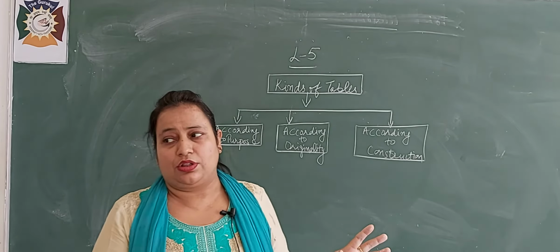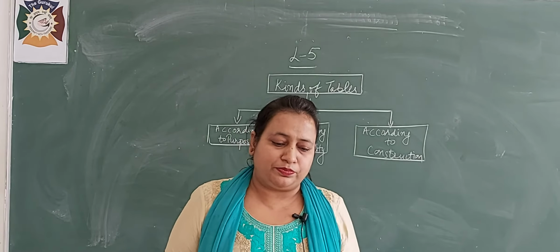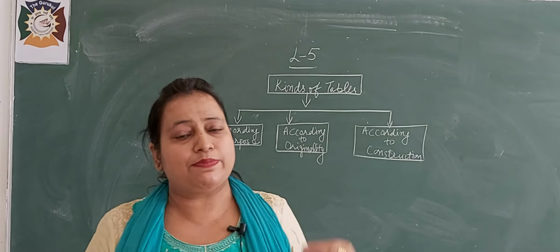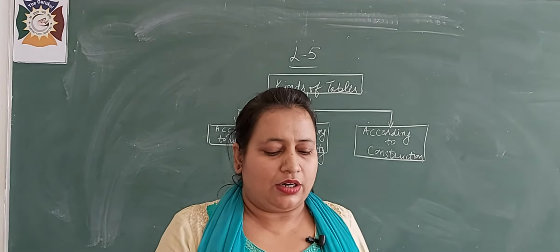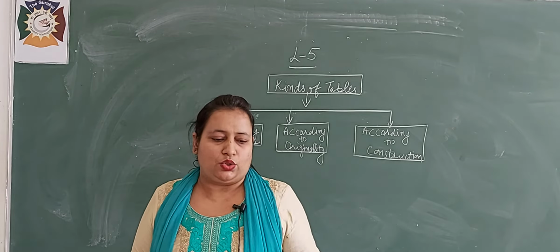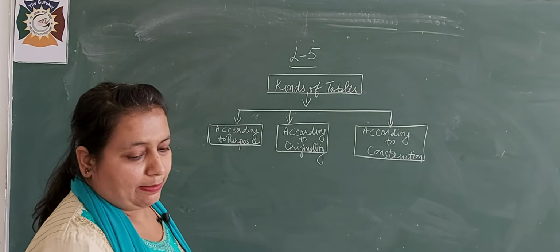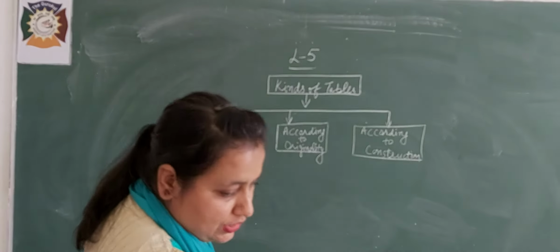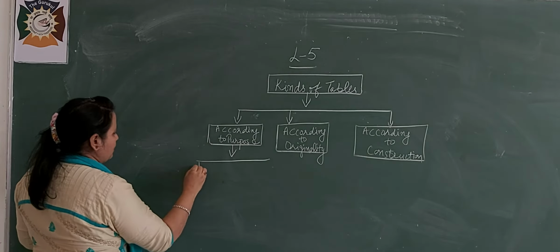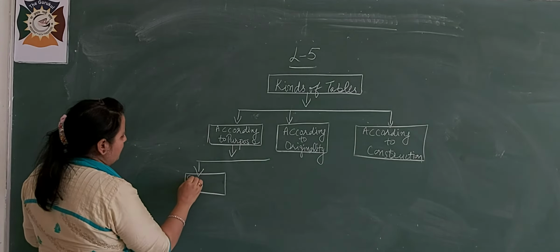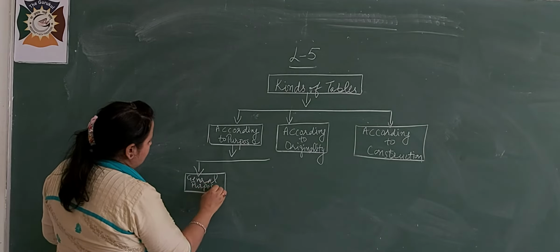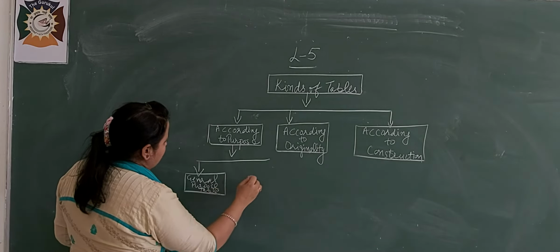According to construction: simple table and complex table. In complex tables, what three types are there? Double or two-way table, treble table and manifold table. So firstly we shall discuss tables according to purpose. First is the general purpose table. Second is the special purpose table.